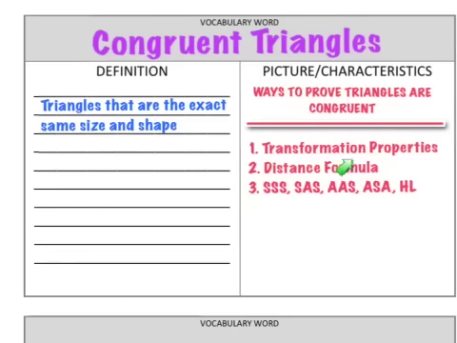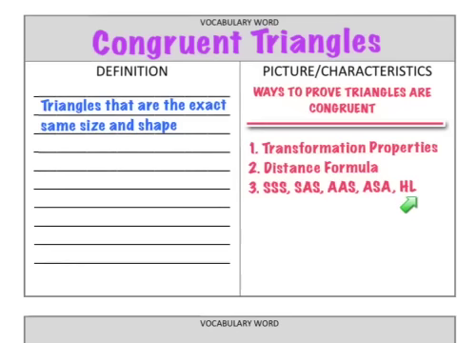The first one is transformation properties. The second one is using the distance formula. And then the third one uses actual sides and angles of the triangles to prove that they are congruent. So SSS stands for side, side, side. SAS stands for side, angle, side. AAS is angle, angle, side. And ASA would be angle, side, angle.